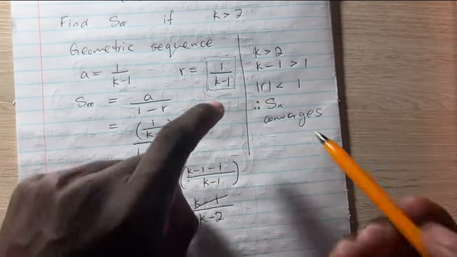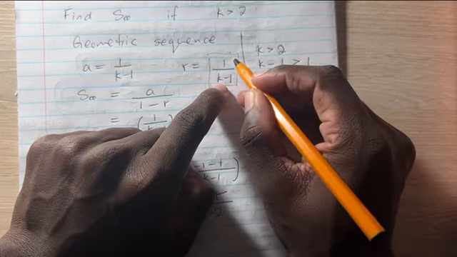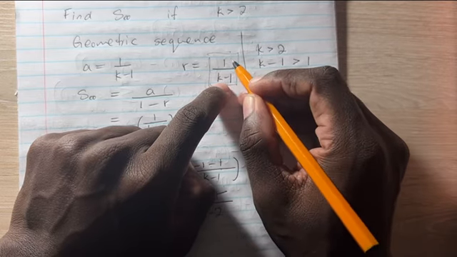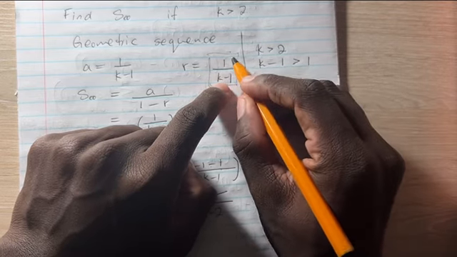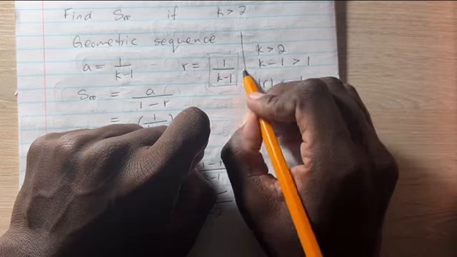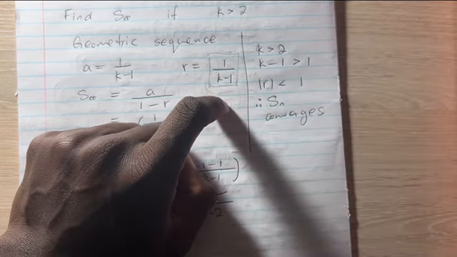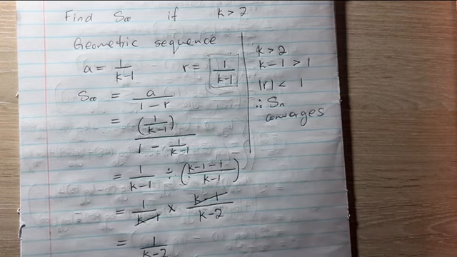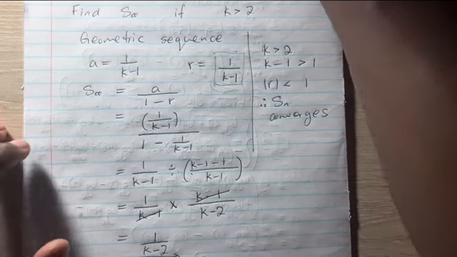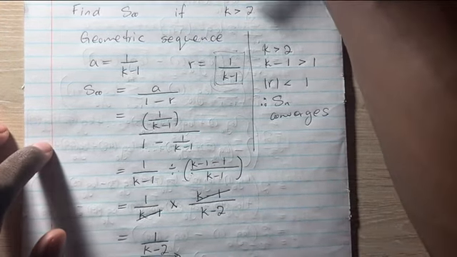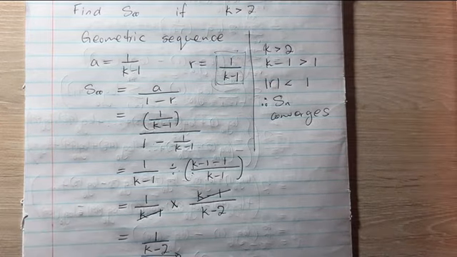Why does it converge? Because the denominator is larger than the numerator. If the denominator is larger than the numerator, that means this value is less than 1, because it's a proper fraction. Okay, that was all for this question, I think. Let me confirm. Yeah, let's go on to the next one.